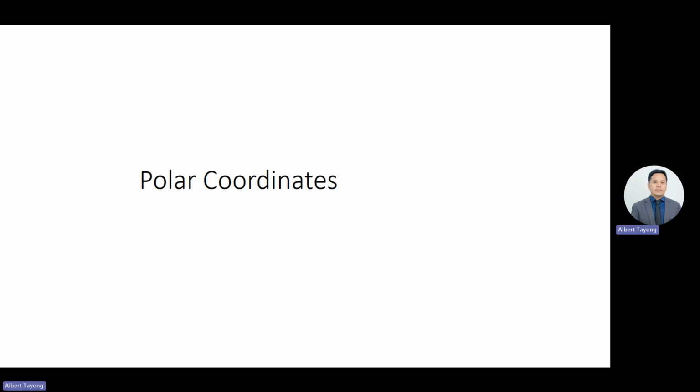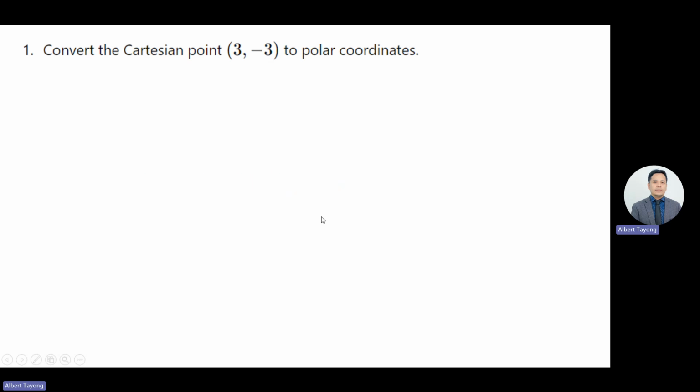We will now have problems involving polar coordinates. So the first problem here says that we're going to convert the Cartesian point 3, -3 to polar coordinates. Basically what we're going to do here is change our x to radius and our y to degree. That is the meaning of changing from Cartesian point to polar coordinates.